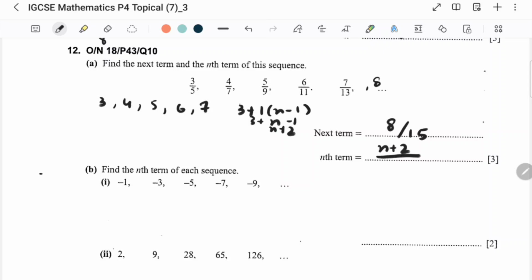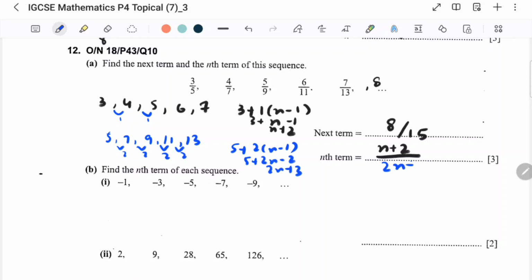Now go to the denominator. In the denominator you have 5, 7, 9, 11, 13, and the difference is of two numbers here. Here you had the difference of one number. a plus d times n minus 1, so that is 5 plus 2n minus 2, so that is 2n plus 3. So you can write down 2n plus 3, that is the answer.